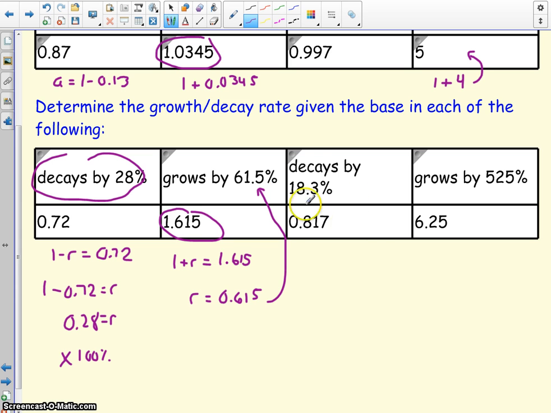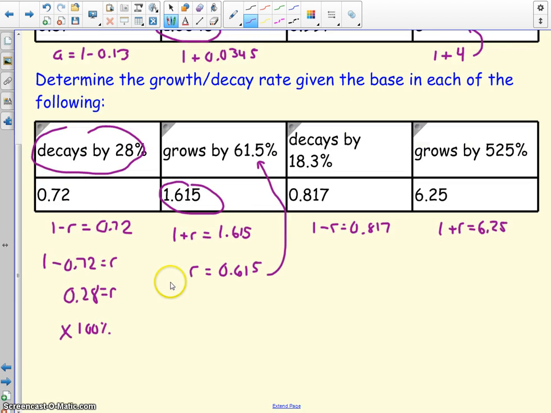Okay, so just follow the same idea for the next one. So 1 minus R equals 0.817. Okay, solve for R, turn it into a percentage. So here 6.25 is growth, so 1 plus R is 6.25. Solve for R, turn it into a percentage, and you've got your answer.